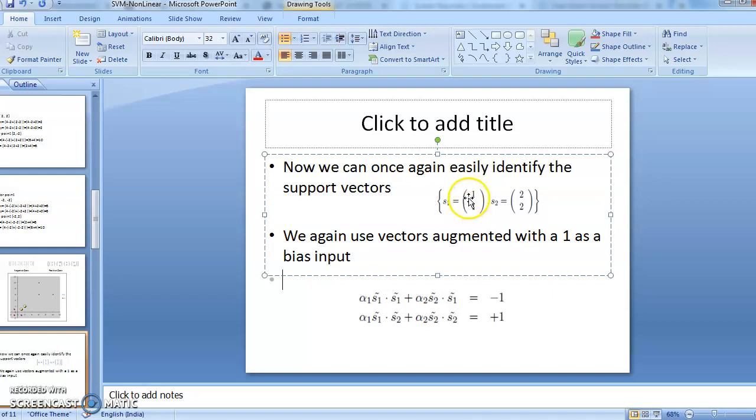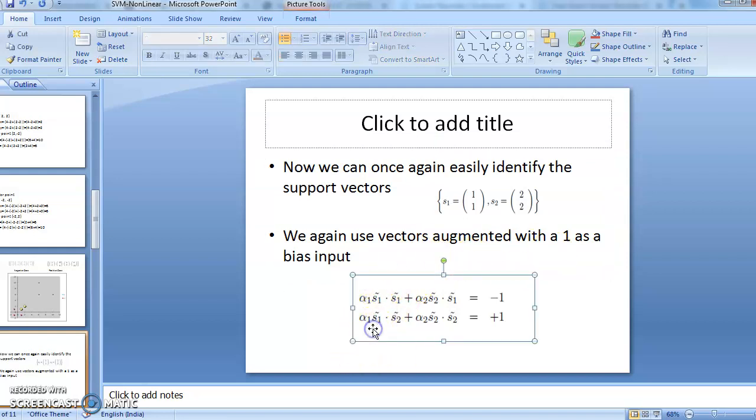Okay, this first belongs to the negative class, that is why minus 1. Similarly, alpha 1 into S1 plus alpha 2 into S2 belongs to plus 1. And after augmenting with the bias input, our final equation will be alpha 1. See, this is the first equation for S1, so multiply with S1, and the second equation multiply with S2. So alpha 1 into S1 plus alpha 2 into S2, into S1, and this first support vector belongs to which class? Negative class. That's why we will equate to minus 1.